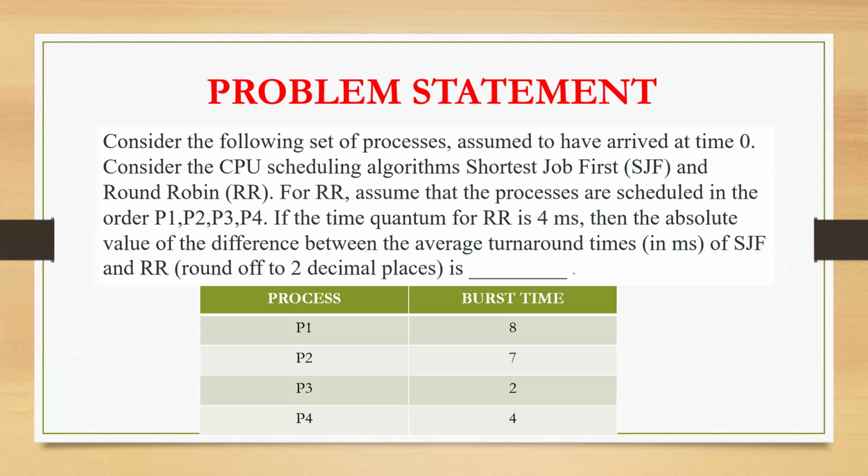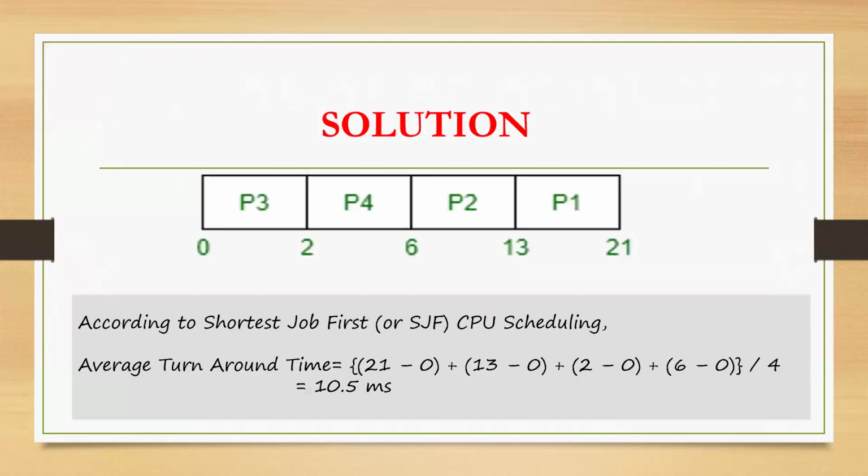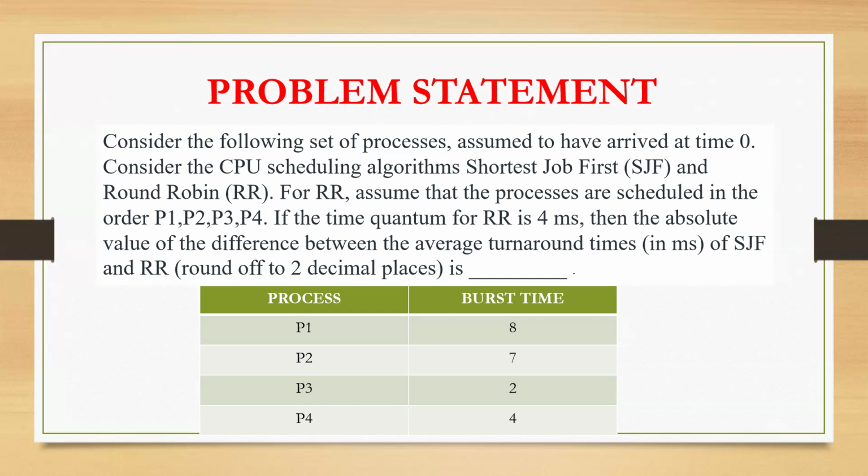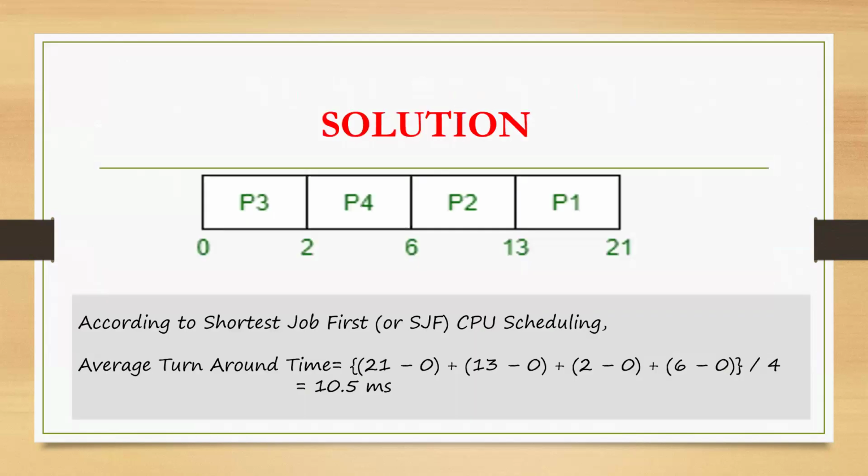Then the remaining two processes, P1 and P2. P1 burst time is 8 and P2 burst time is 7. So at time 6, P2 will start, then 7 plus 6 is 13. At time 13, P2 will be completed. Next, only P1 is pending. Its burst time is 8, so at time 13, P1 will start, and 13 plus 8 is 21. So this is the concept of SJF.